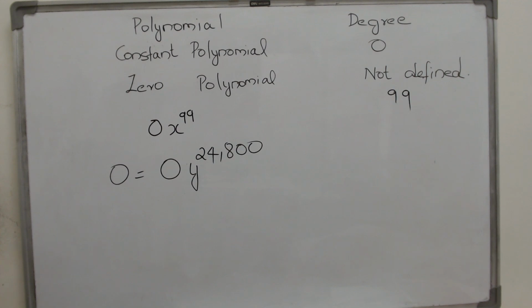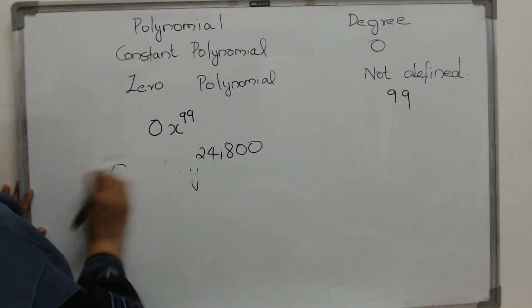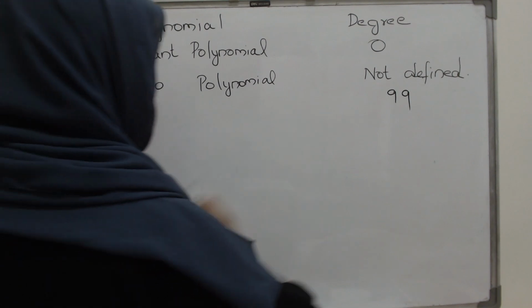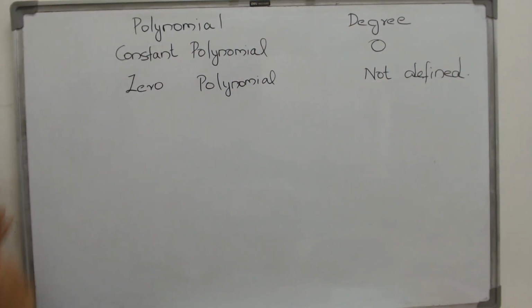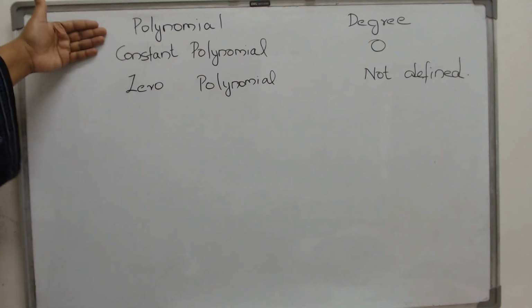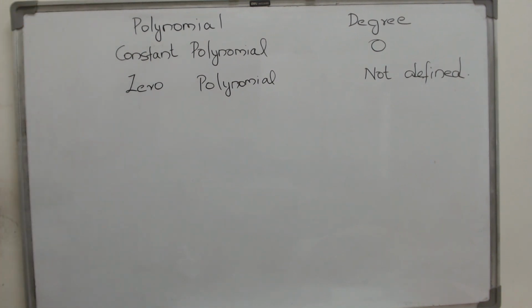But is that possible? Degree can only be one number. Each one of us cannot come and give a different number, right? So degree can just be one number. So we say that it is not defined. Now we go on from the 0 degrees to degree 1, 2, 3, etc.